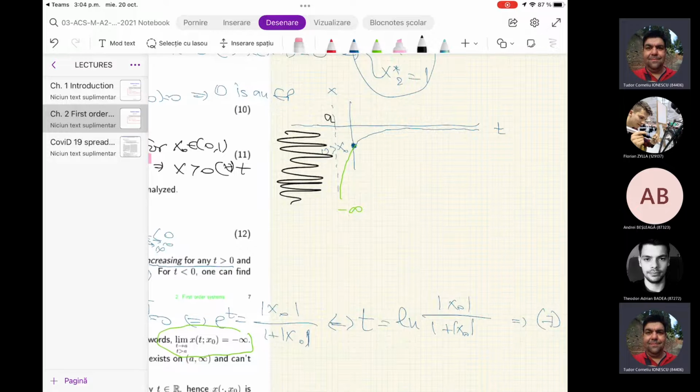So the solution is bounded and can be extended on the whole real axis. So if x naught is between 0 and 1, call this 1, and x naught is here, the solution is something like this. And you can extend it on the whole real axis. This is your solution.